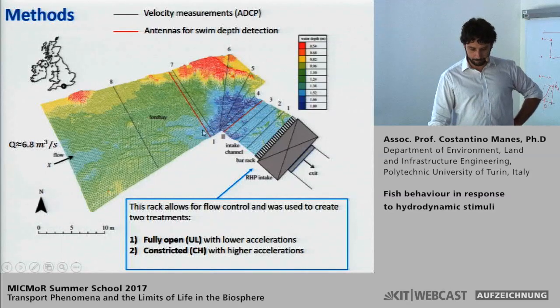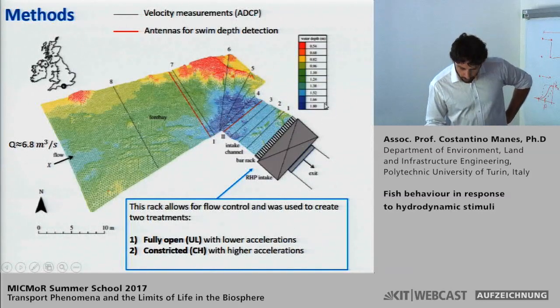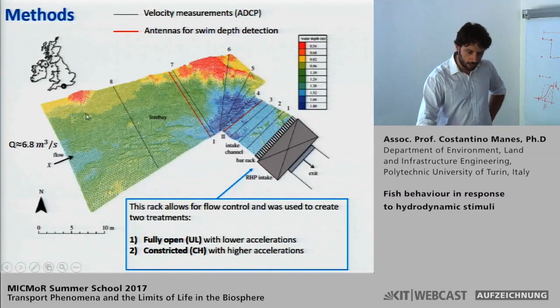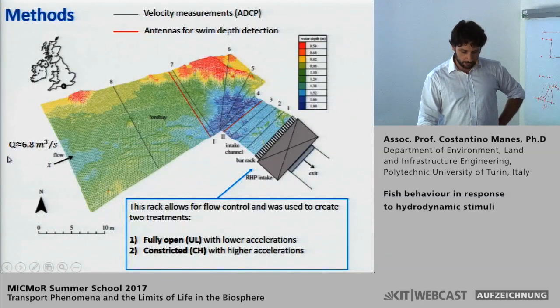And this is the bathymetry. The color scale is in water depth. The water depth ranged from 1.8 meters to 0.54. The flow, there's nothing in here. The flow is all diverted in there.